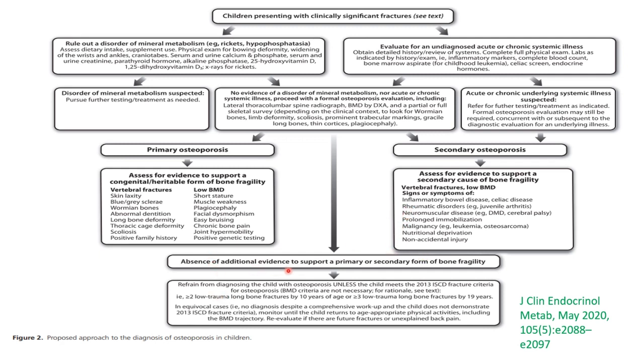If there is absence of additional evidence to support a primary or secondary form of bone fragility, refrain from diagnosing the child with osteoporosis unless the child meets the 2013 ISCD fracture criteria. Most of them we have already discussed, as we have already seen in the definition. In equivocal cases, if there is no diagnosis despite a comprehensive workup and the child does not fulfill these criteria, monitor until the child returns to age appropriate physical activities, including the BMD trajectory. Reevaluate if there are further fractures or unexplained back pain.